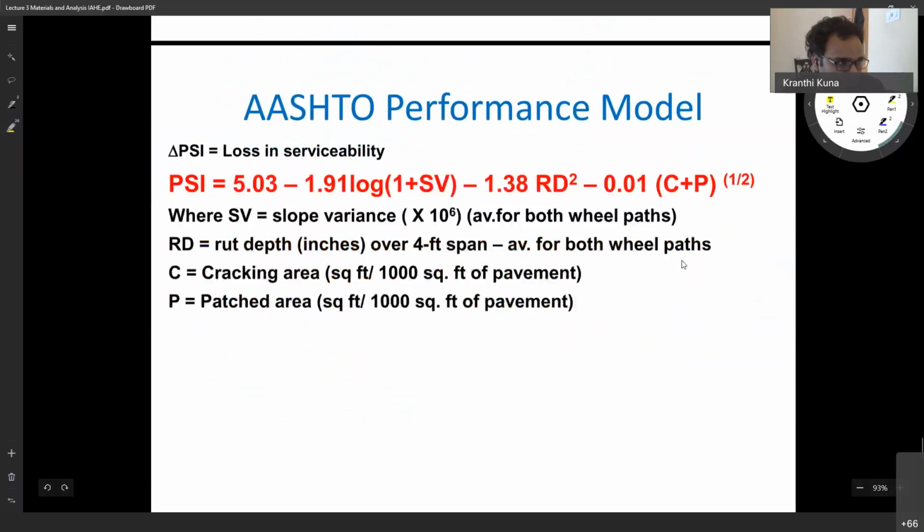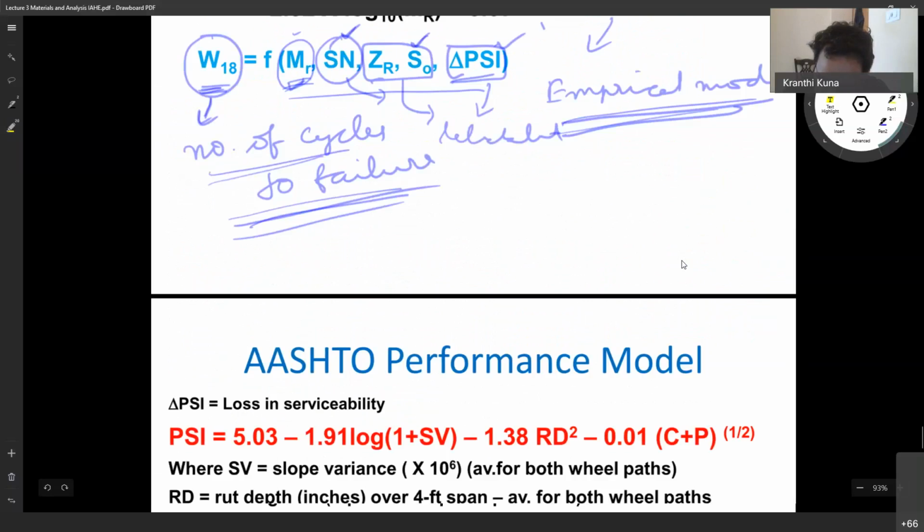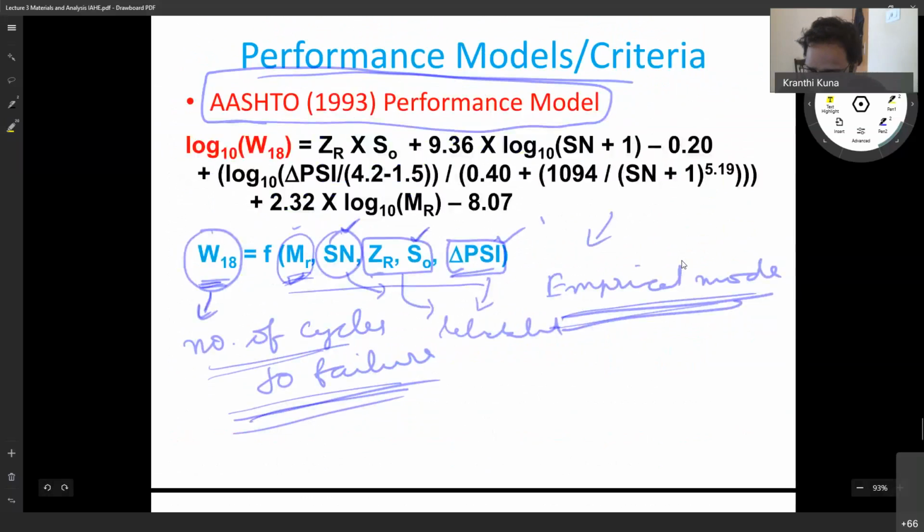See, this is the pavement serviceability index. You can see delta PSI. Usually the serviceability index ranges from 5, which is the best condition possible, to 1, which is the worst. Not the worst possible, but it cannot go below 1. So, if you have to give the failure criteria.